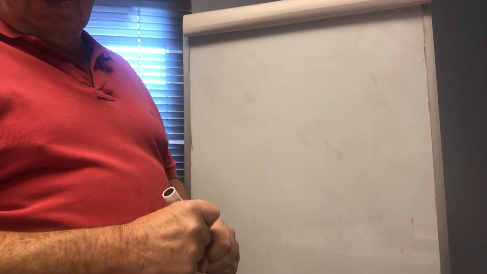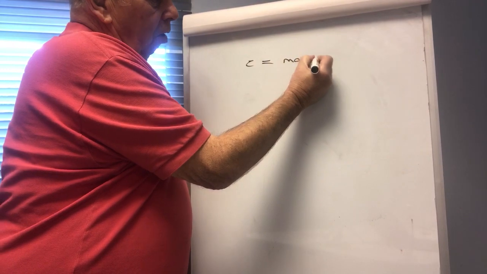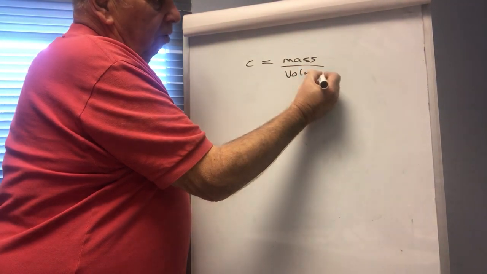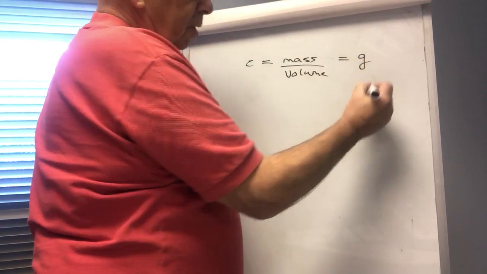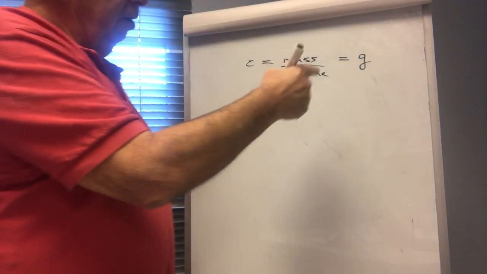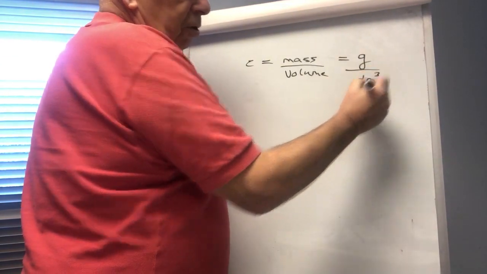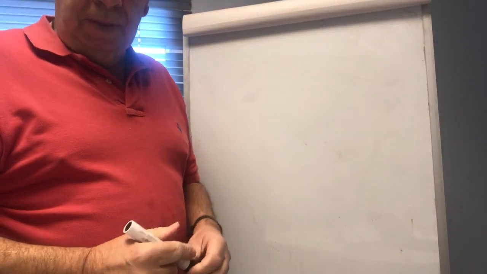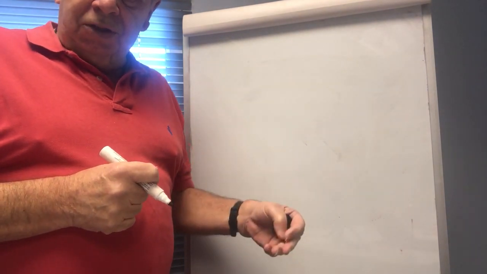The equation, straightforward, is the concentration is the mass of solute divided by the volume, and that is measured in terms of grams, the mass of solute in grams, and the volume is measured in decimeter cubed. So let's look at a simple example. But before I do that, I have to explain about units.